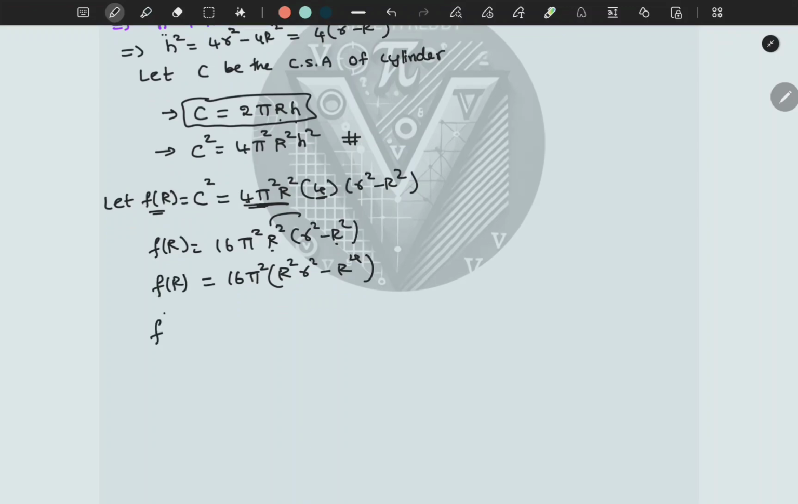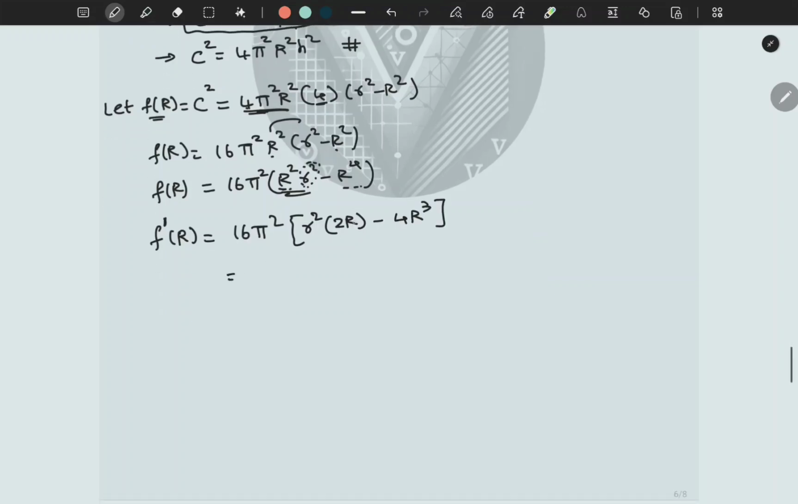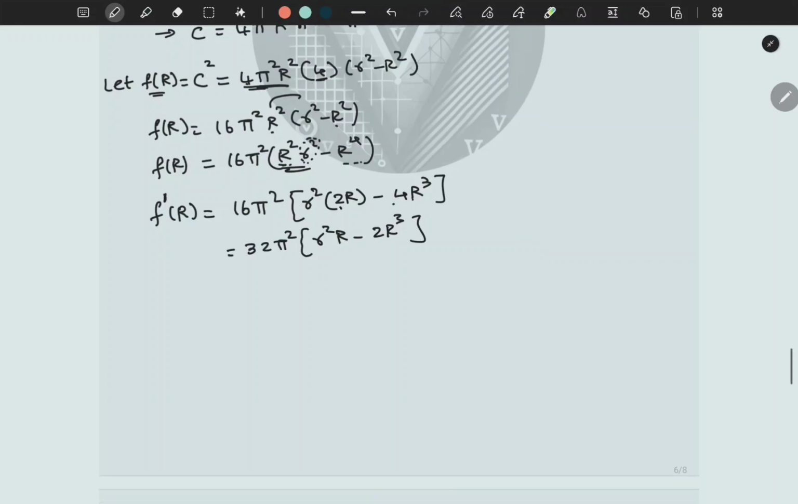Now for minima or maxima we have to differentiate it with respect to capital R. So the derivative of that will be 16 pi square, which is a constant, times the derivative of R square into r square. Now this r square is a constant, so as it is, and the derivative of this R square will be 2R, minus the derivative of R power 4, which will be 4R cube, right? Is this understood? We can take this 2 also outside. We get 32 pi square into, if I take 2 outside, we get r square R minus 2R cube. I hope you understood this. We have taken 2 common.